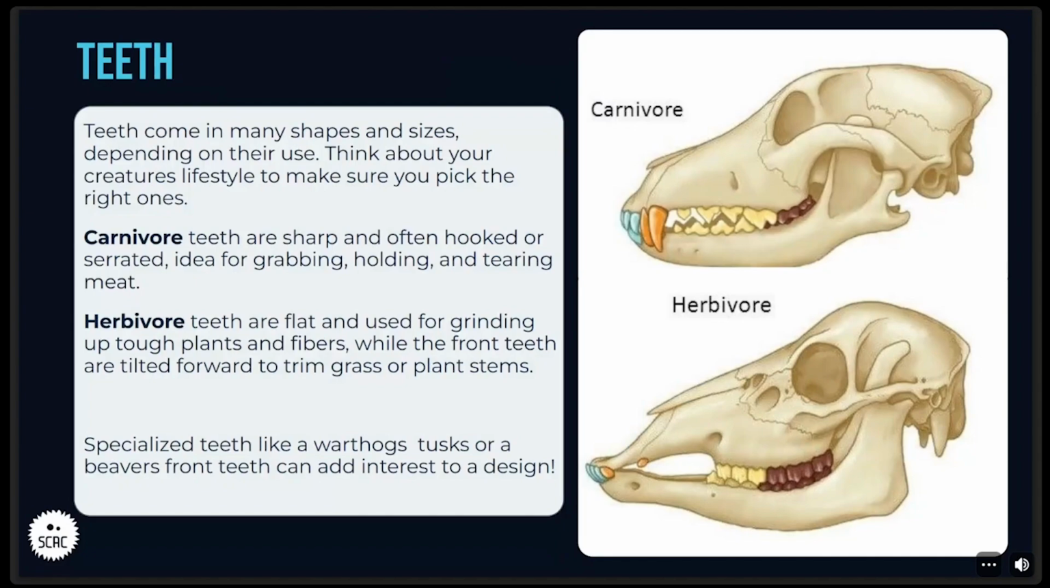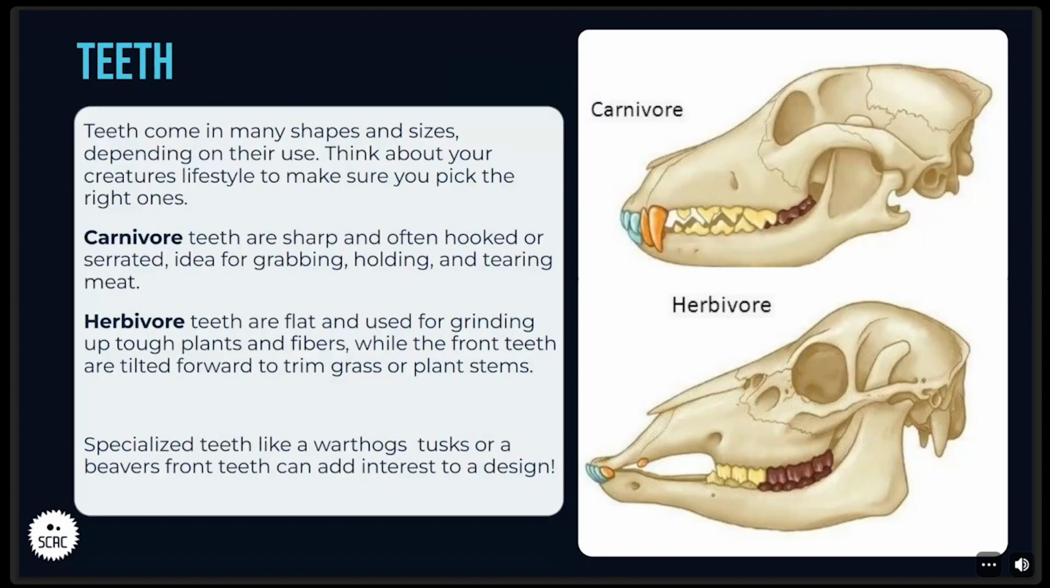Herbivore teeth are the opposite. The front teeth for most herbivores are pointed forwards in order to get a close clip to the ground so that they can clip off that grass or that plant stem. And then the back teeth are very flat with these little ridges in order to grind all of the plant fibers they have together to get the nutrients out. So knowing what your creature eats dictates its type of teeth, which then can elevate the design.